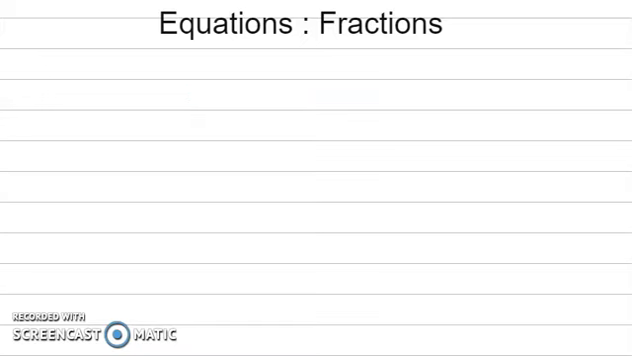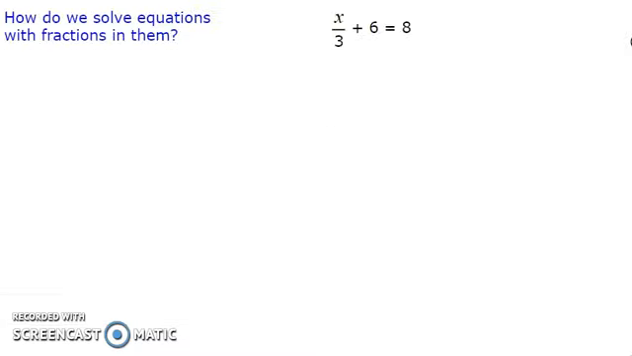In today's video we are going to discuss equations that involve fractions. So let us take a look at the equation x by 3 plus 6 equals 8. How do we solve such equations?